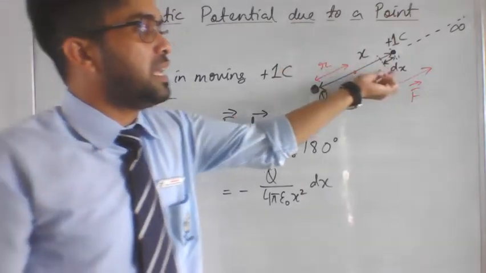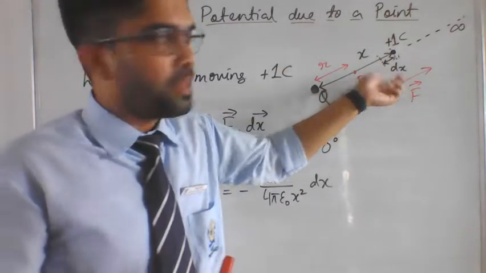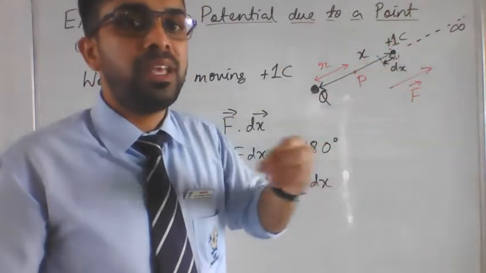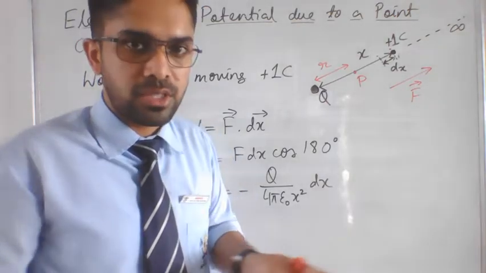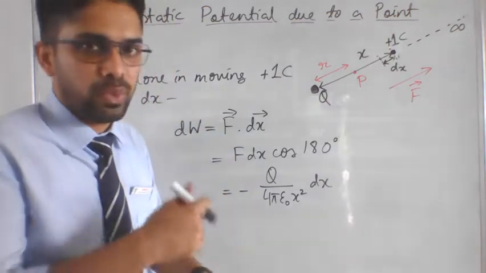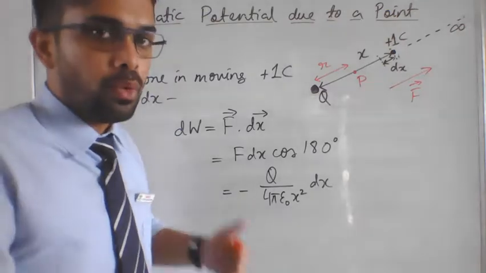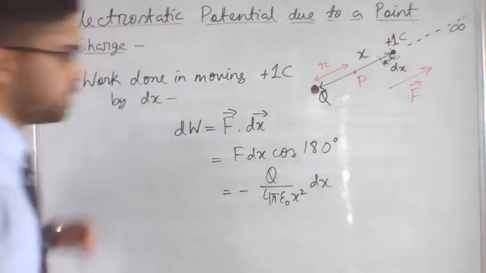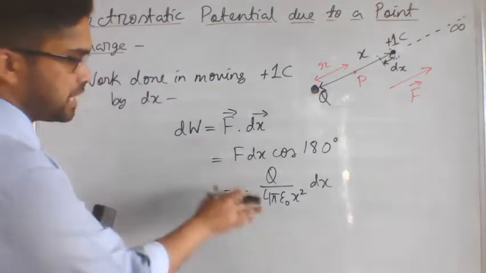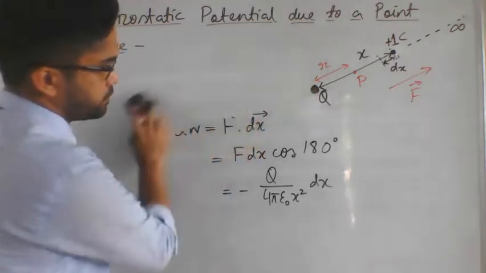But since we are taking an infinitesimally small element, the number of such dx will be infinite. Okay, it will be very large continuous values. So in such a case, we cannot add them distinctly one by one. We have to use integration in this case. So let's see how to proceed. So this is the expression for dw.